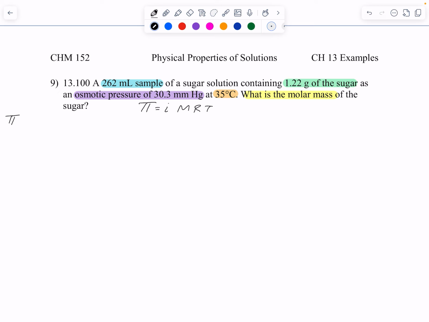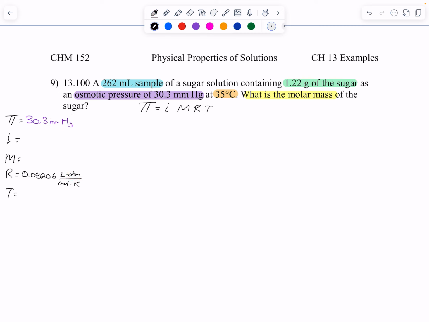So pi, we know what pi is. We know what R of course is, 0.08206 liters atmospheres per moles Kelvin. Our osmotic pressure is 30.3 millimeters of mercury. Now note, we're probably going to have to change a unit here. All right, at least one.